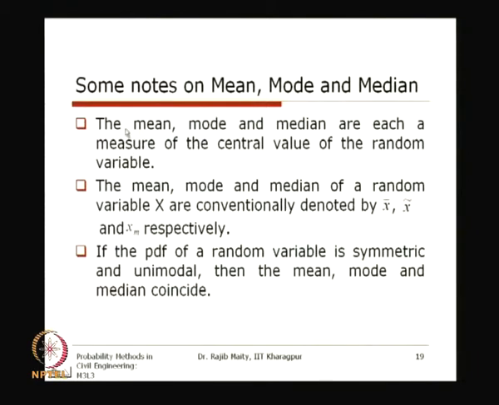So the mean, mode and median are each a measure of the central value of the random variable. The mean, mode and median of a random variable X are conventionally denoted by x bar, which is the mean, x tilde, which is the mode, and x_m, which is the median. If the PDF of a random variable is symmetric and unimodal, obviously like the normal distribution, having only one mode, then the mean, mode and median coincide, just as we discussed.